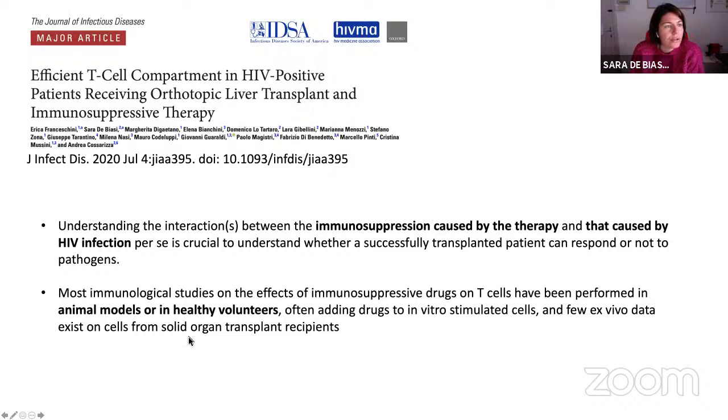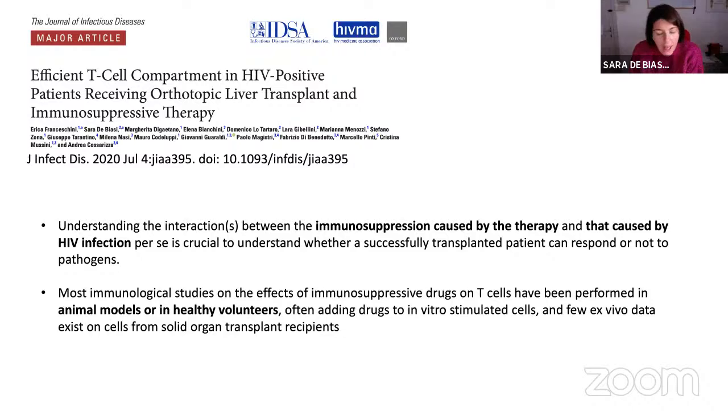The first example I would like to share with you is this paper we published in the Journal of Infectious Diseases in the middle of 2020, in which we published data regarding a particular cohort of HIV patients receiving an orthotopic liver transplantation. The aim of this work was to understand the interaction between the immunosuppression caused by the therapy and that caused by HIV infection per se, because we understood that this is crucial to understand whether a successfully transplanted patient can respond or not to pathogens.